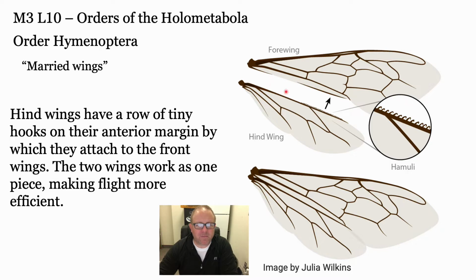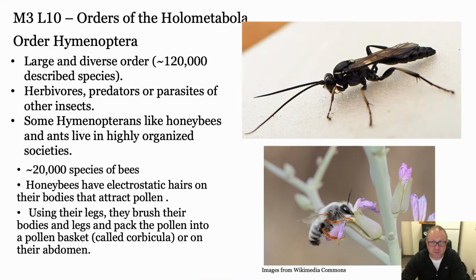So the Hymenoptera have these hamuli. They're little tiny hooks along their hind wing right here that hook onto their forewing. So they make their wings joined together, and that's where they get this name, married wings. And if you remember from our video when we talked about the wings and the external anatomy of the insects, you had the video of the Hymenoptera, the bee flying, and the pattern of the wings flying, and the hind wing and forewing are connected. So it kind of makes a larger wing. They're incredibly good flyers, and it's really beneficial for that.